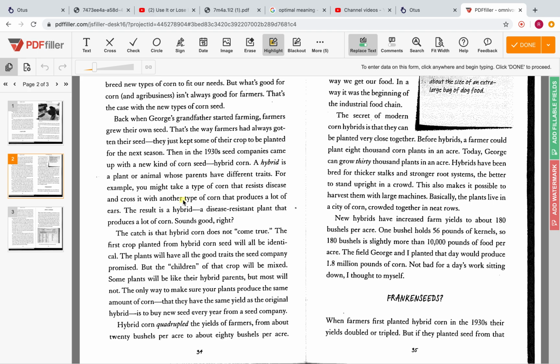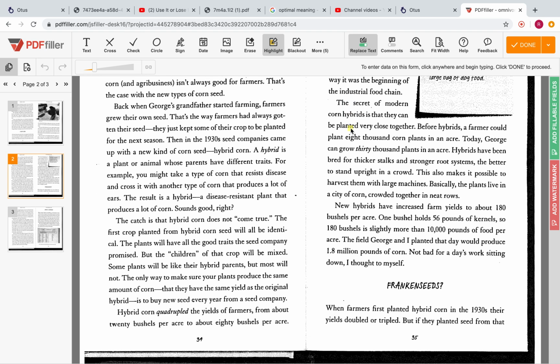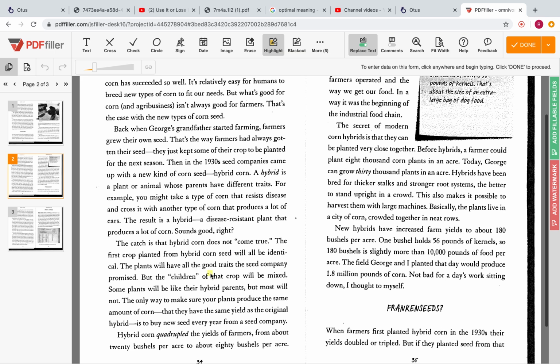So what happens as a result? The children of that crop will be mixed. Some plants will be like the hybrid parents, but most will not. So it's going to have the traits of both the parent corn seeds. So now in this section that I'm going to read to you over here, it's going to talk more about what happens as a result of hybrid corn being used.